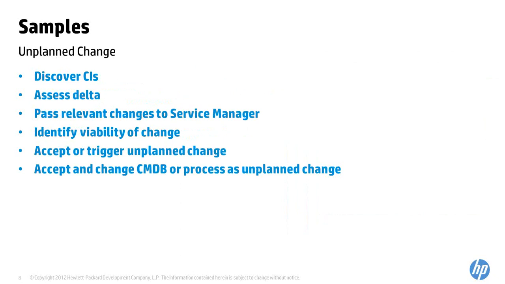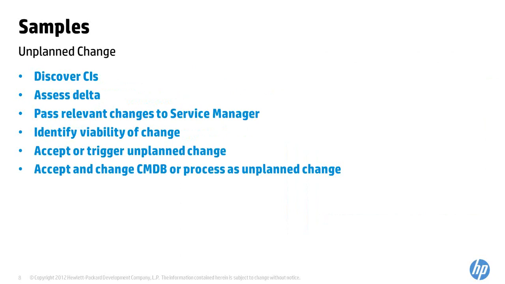Change verification in this discussion is also the unplanned change that would allow us to discover CIs, identify deltas in our CIs, pass that delta to Service Manager whenever I care about a particular attribute of a CI that has changed. Perhaps it's an operating system, perhaps it's an IP address, something that I might care about that is going to cause an issue in my IT organization.